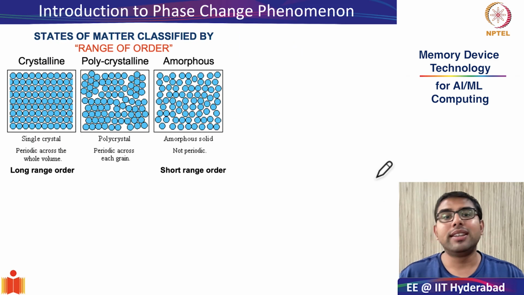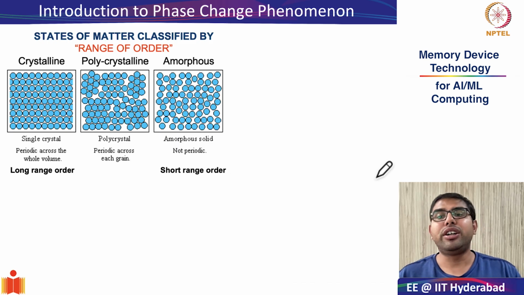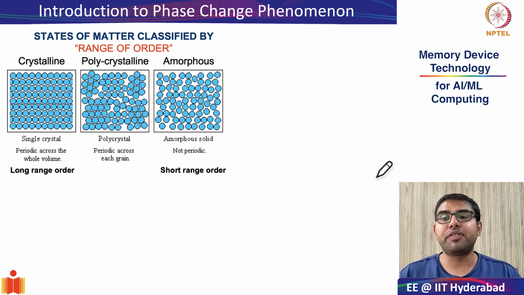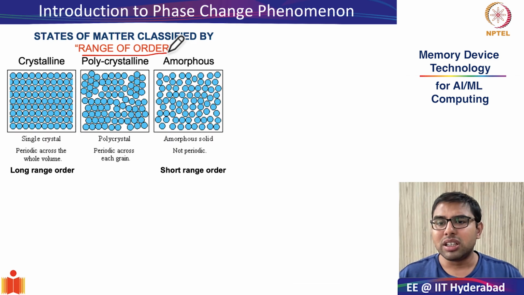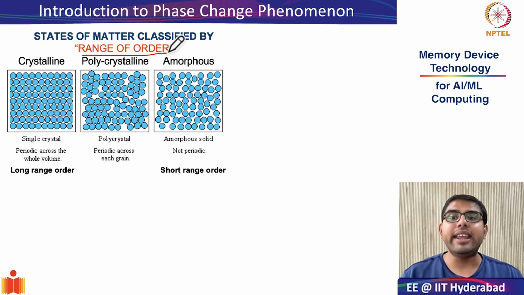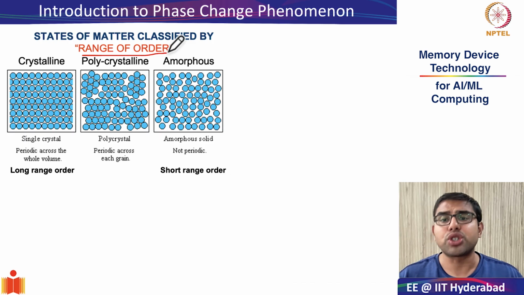To understand the phase change phenomena, we have to have an understanding of the different states of matter as classified by range of order. Now, when we were even in primary or middle school, we studied that the different states of matter, such as solid, liquid, and gas, is delineated by the intermolecular distance between the two molecules. In solid you have least intermolecular distance, so very tight packing and lot of interaction. In gas, it is very loosely packed.